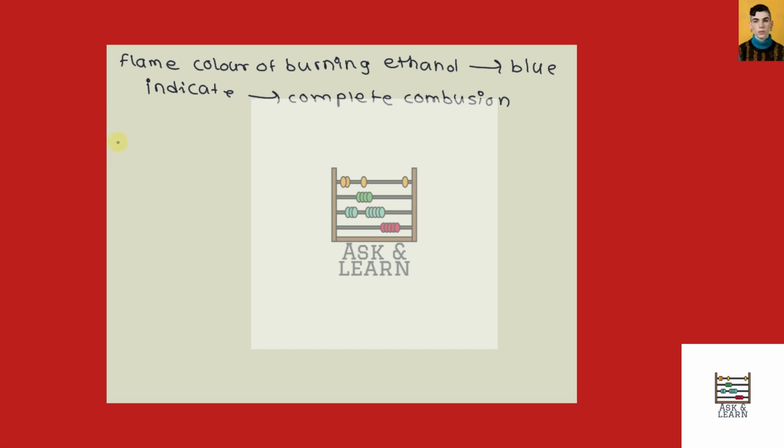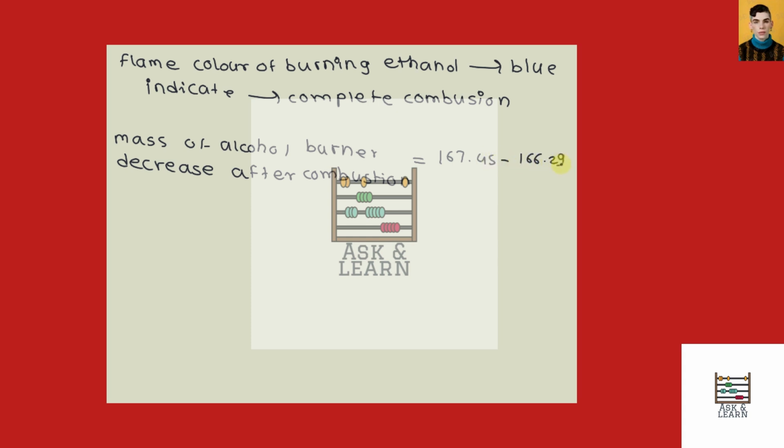Now here we find the mass of alcohol burner decrease after combustion, which is equal to 167.45 minus 166.29, and by calculation we get 1.16 gram.